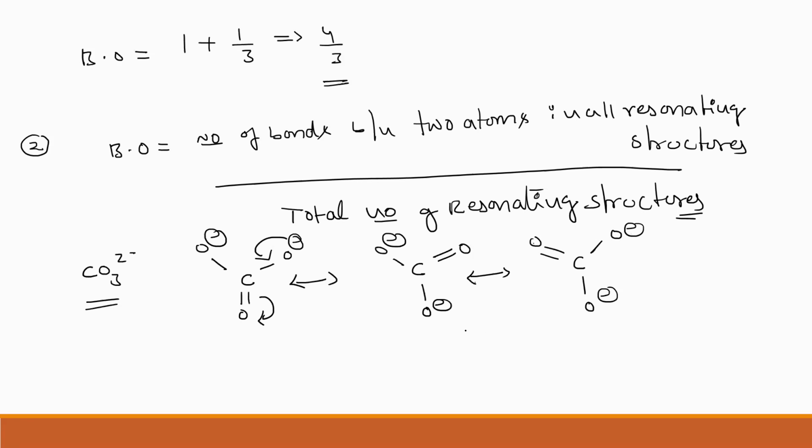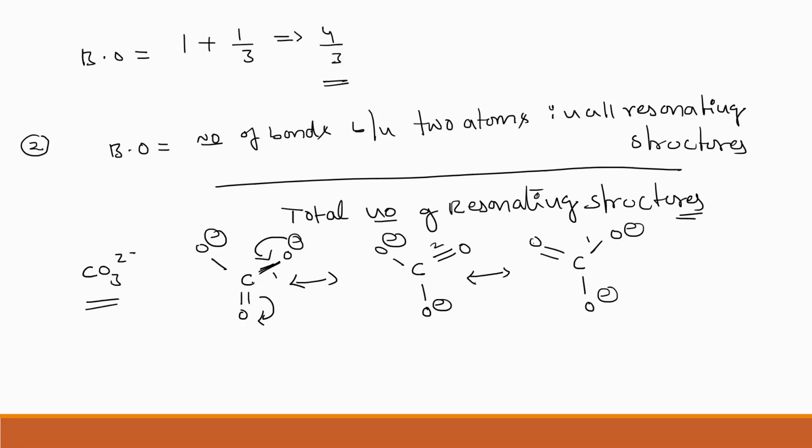Okay. So how many resonating structures do we have? Here we have 3 resonating structures: 1, 2, 3. Now we want to find out the bond order between carbon and oxygen. So let's count the number of bonds between carbon and oxygen. Here I have 1 bond, here I have 2 bonds, and here I have 1 bond, between this carbon and this oxygen. These are the 3 resonating structures we have.